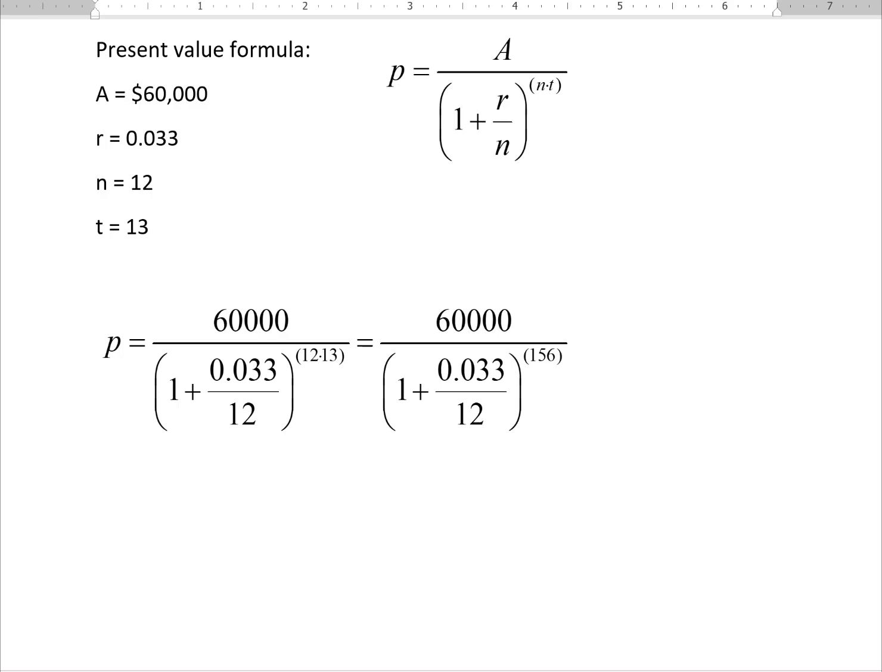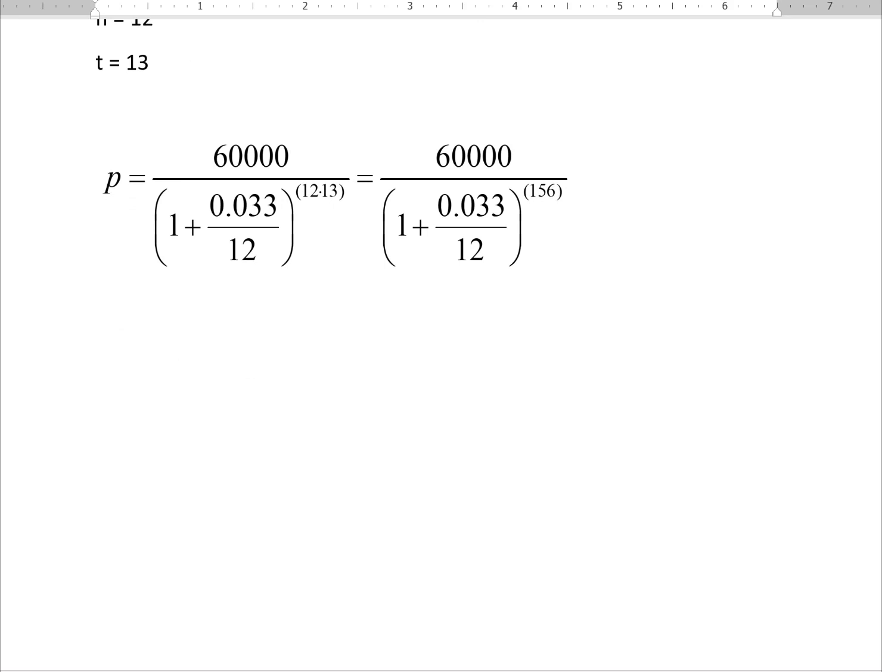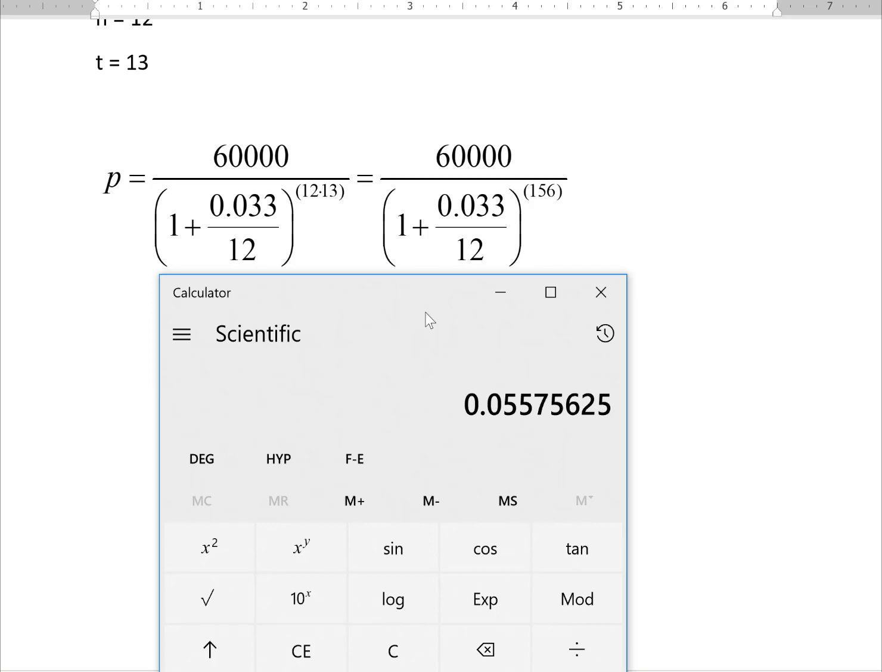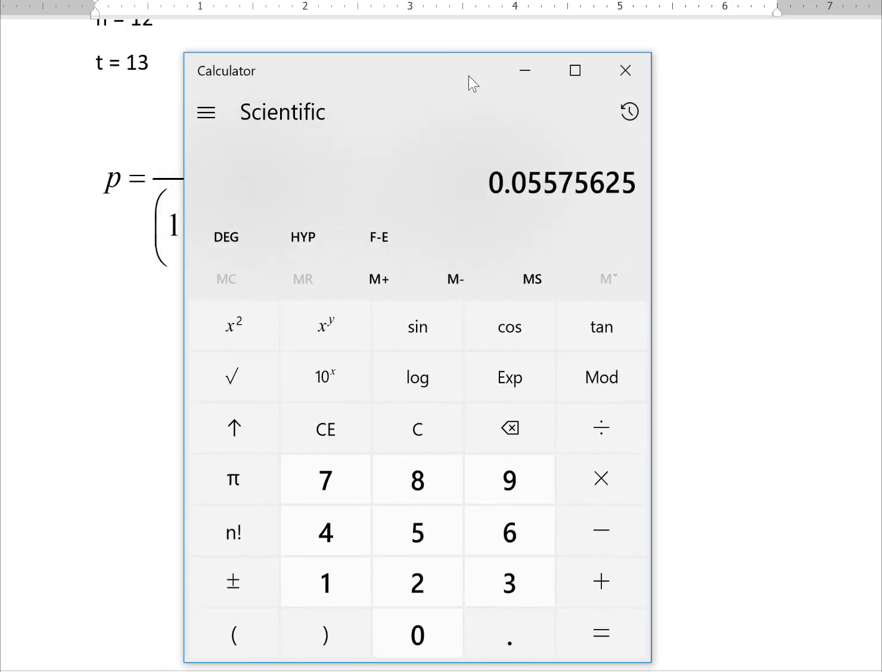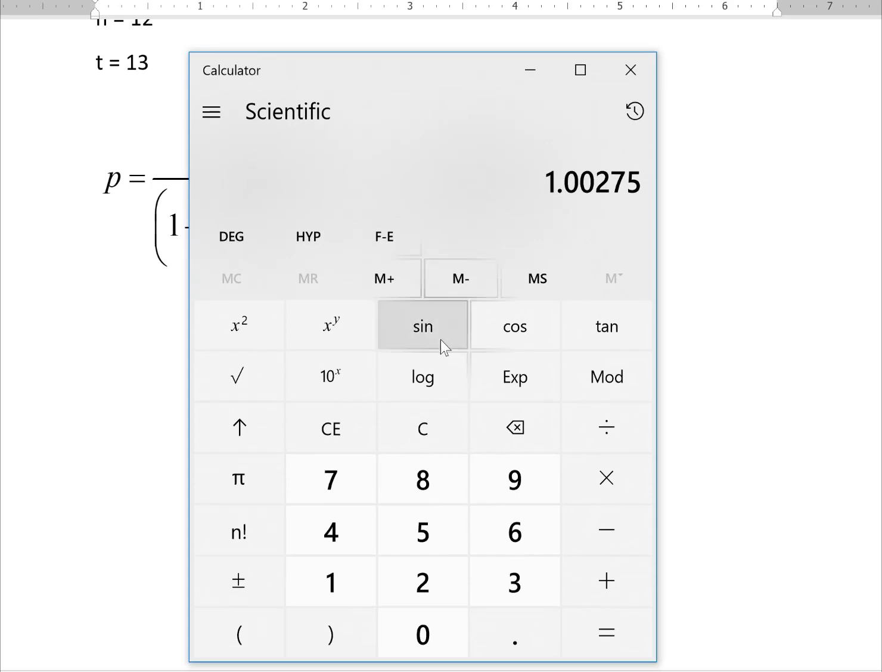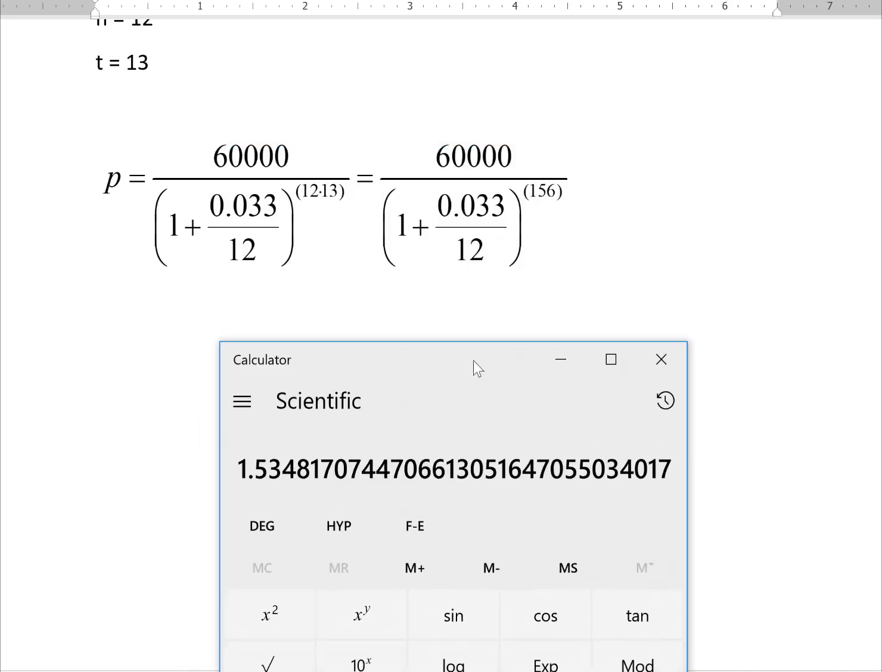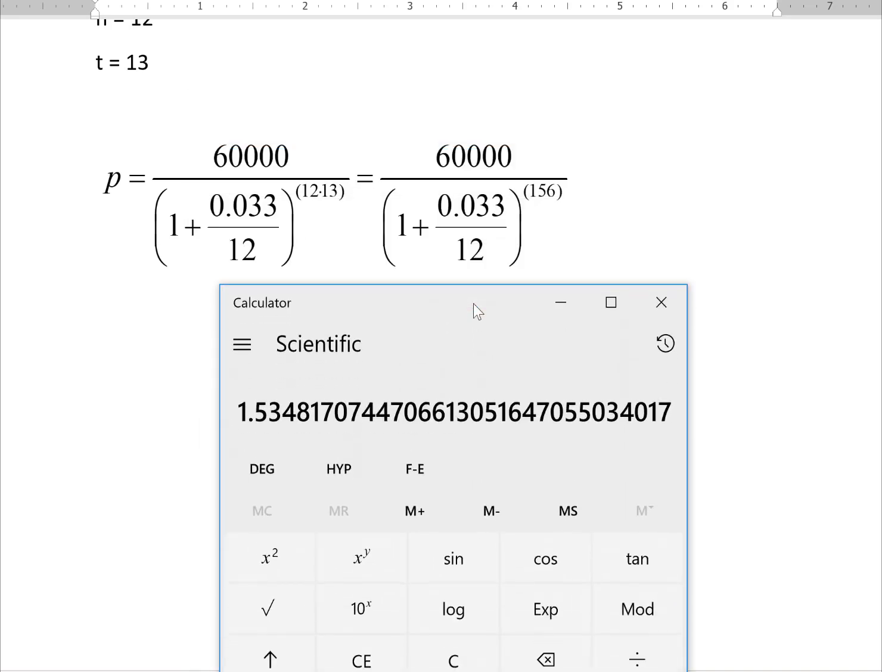Now in this case, I'm going to be dividing by a number, so if my calculator has the ability to store things, that would be very helpful, because at the very end I'm going to take the 60,000 and divide by the quantity that I calculate in the denominator. And so I'm going to again start with the 0.033 and divide by 12. Add 1. And then I'm going to raise it to the exponent, which in this case is 156.